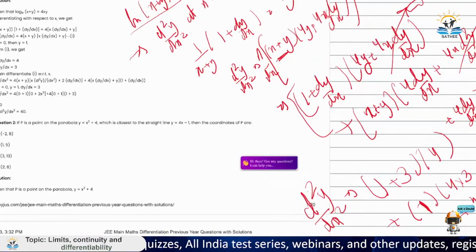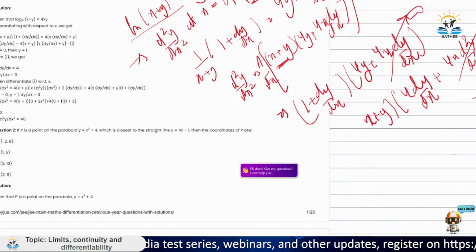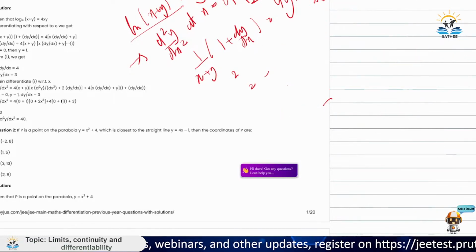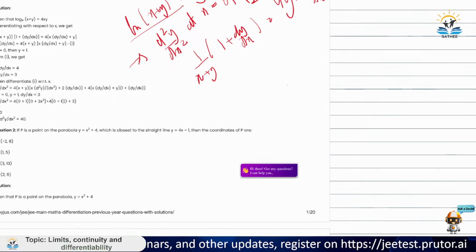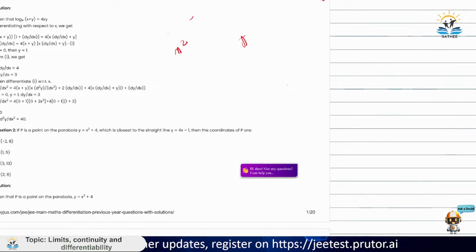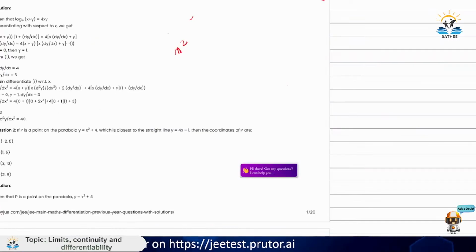It's a very easy question. What we did here was we simply differentiated the whole equation and tried putting values of x and dy/dx not in the first step, but in the last step. So that made the question very easy for us. Let's see another question.